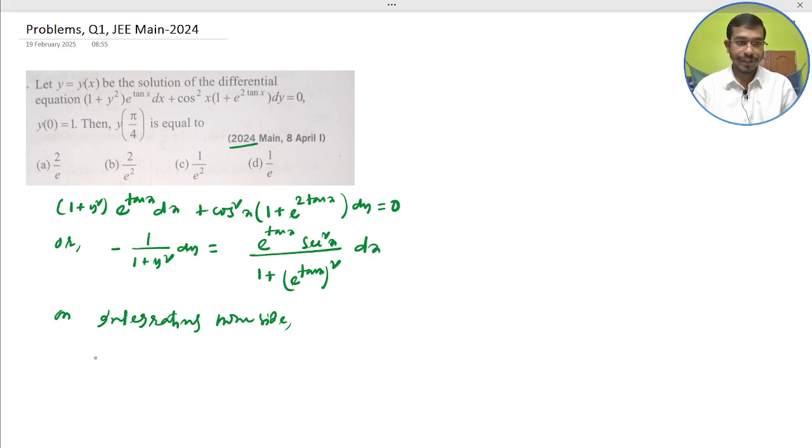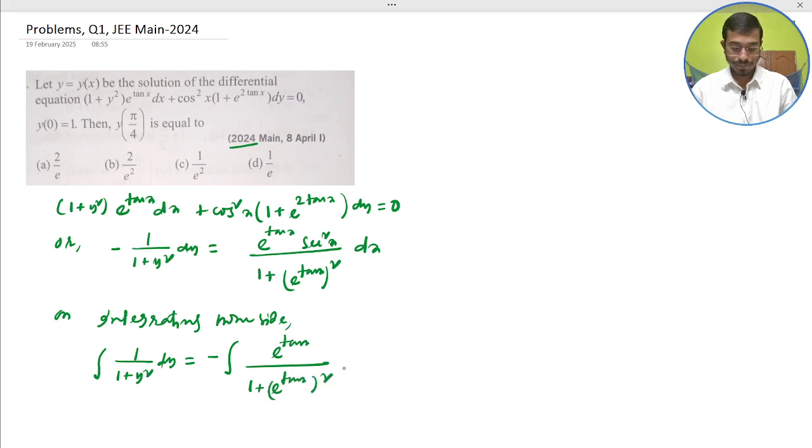on integrating both sides, we get the integration of 1 by (1 plus y square) dy equal to minus the integration of e to the power 10x divided by (1 plus e to the power 10x) whole square, into sec square x dx. Okay. So let us substitute tan x equal to t. That implies sec square x dx is equal to dt.